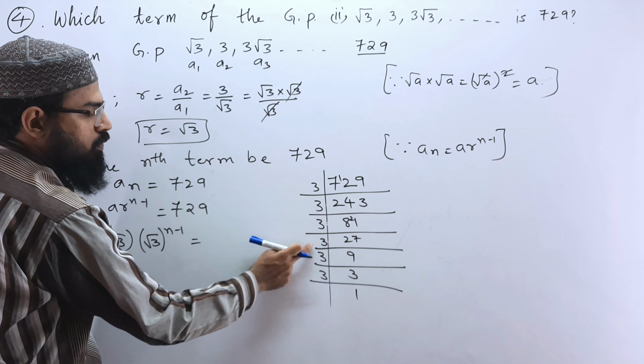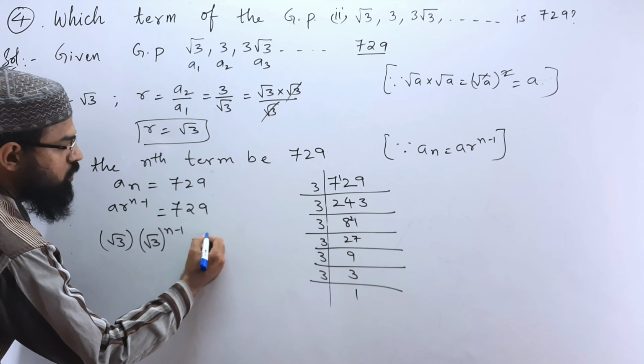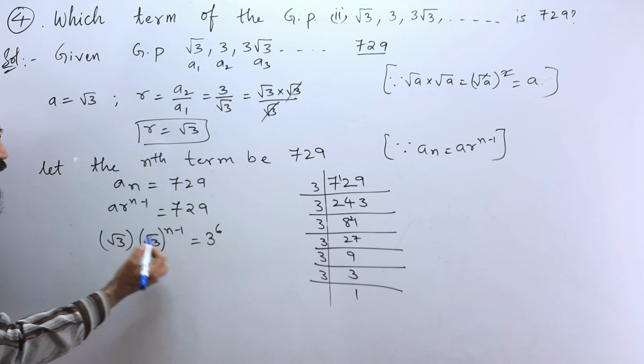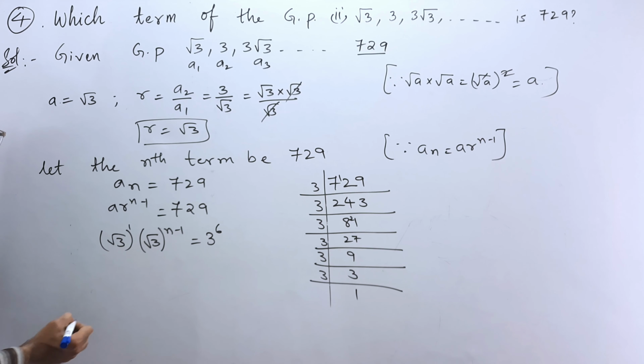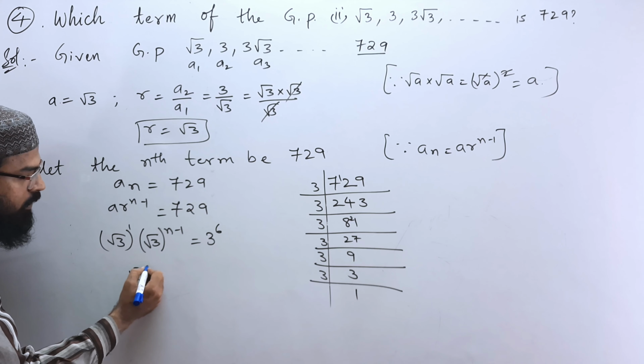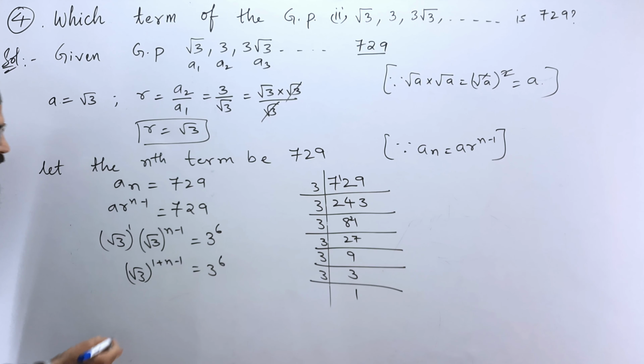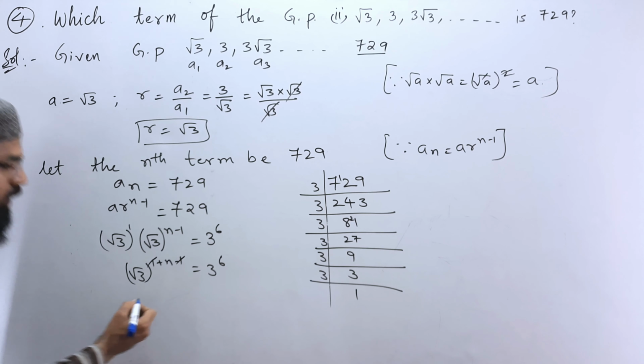1, 2, 3, 4, 5, 6. So 3 to the power of 6. When the bases are same, power should be added. So here power is 1. So root 3 whole to the power of 1 plus n minus 1 is equal to 3 to the power of 6. Plus 1 minus 1 cancel.